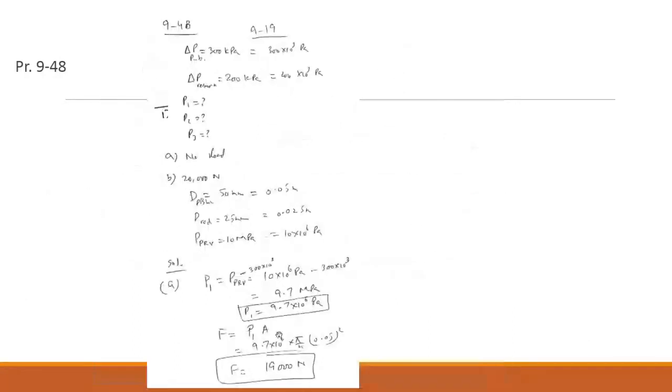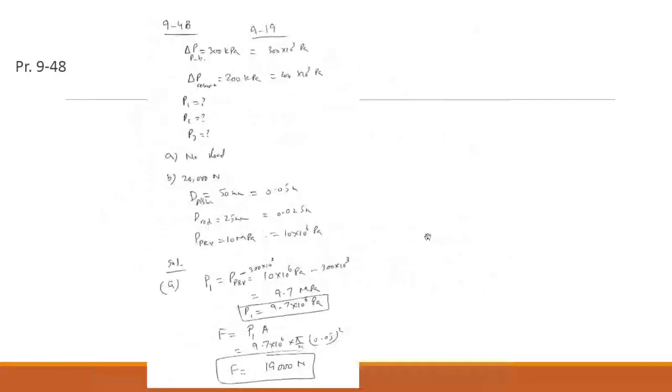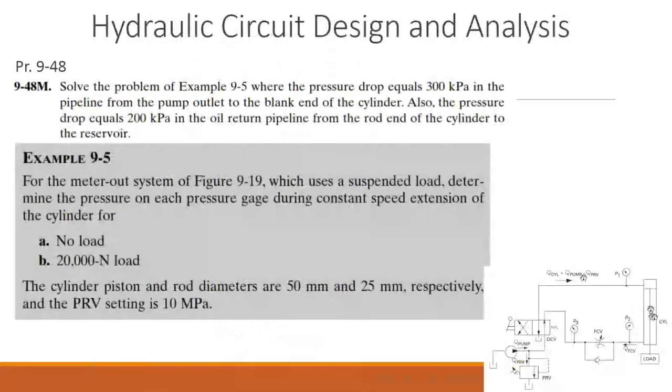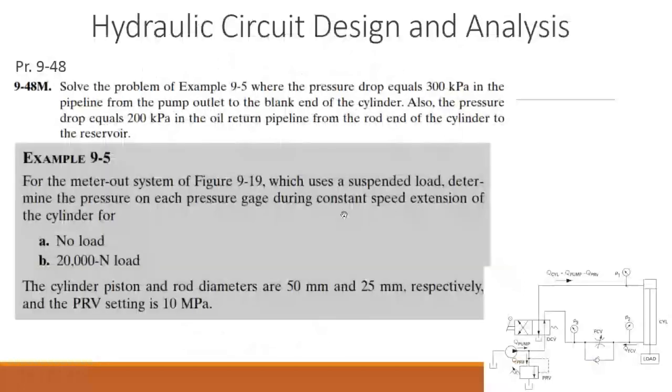So the force at the blank end we just found is 19,000 Newton, and the force at the rod end is what? P2 into the area of the piston minus the area of the rod. Of course we don't know P2, but we know the diameter of the piston and the diameter of the rod. We put the values and get the difference of the areas, and then we get the pressure P2, which is equal to 12.9 megapascal, which would be generated at the rod end of the hydraulic cylinder when there is no load.